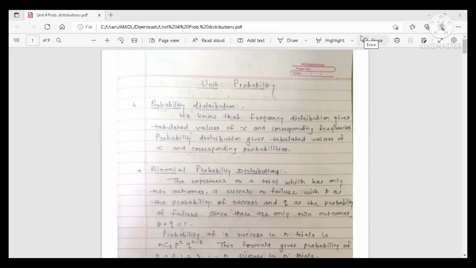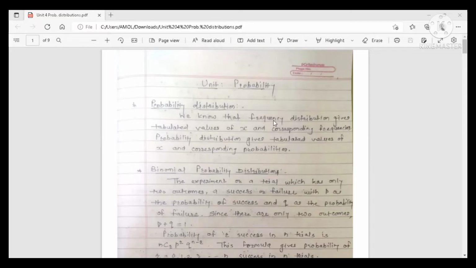Today we are going to start the 5th unit, probability and probability distribution. Now the topic, probability distribution. We know that frequency distribution gives tabulated values of x and corresponding frequencies, and the probability distribution gives tabulated values of x and the corresponding probabilities. So this is the difference between probability distribution and frequency distribution.